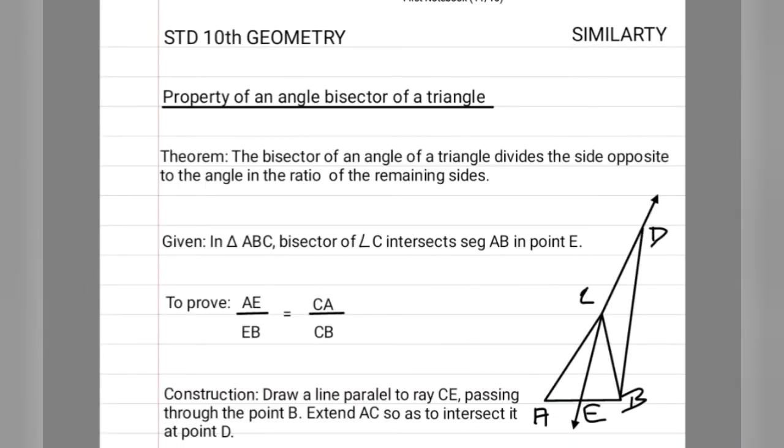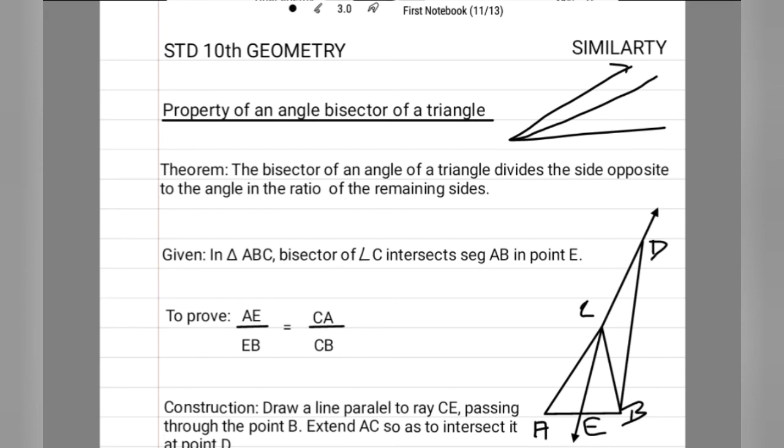Moving to the next theorem, that is the property of an angle bisector of a triangle. Now this theorem is also important from your exam point of view, as I have mentioned earlier. So please understand it properly. Now what is an angle bisector? An angle bisector is a line or a ray which divides an angle into two equal parts. Suppose we have an angle here, C, and a line is drawn through this angle which divides it into two equal parts, then this line is called the angle bisector of angle C.